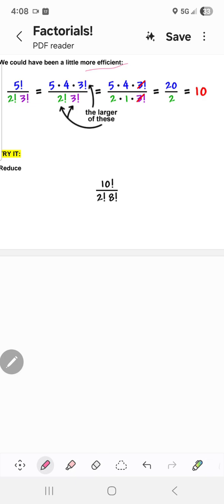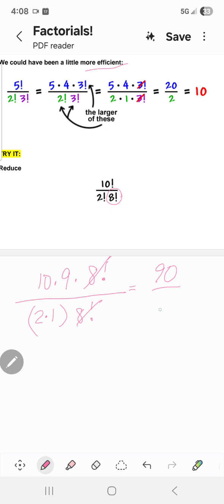Let's take a look at this one: 10 factorial over 2 factorial times 8 factorial. I want to cancel that one, because it's the largest one on the bottom. So I'm going to say 10 times 9 times 8 factorial. I'm going to stop. Now I'm going to go to the bottom and I'm going to say 2 factorial, well, that's 2 times 1, and I'm just going to write 8 factorial. So I can cancel and get 90, or 10 times 9, and on the bottom I get 2, which will just give you 45.